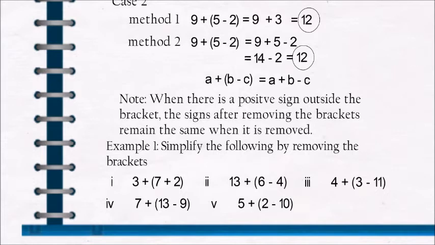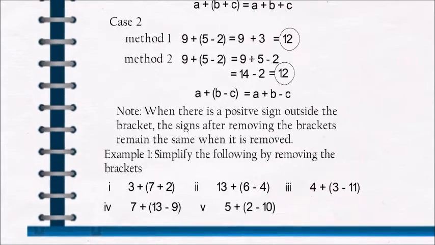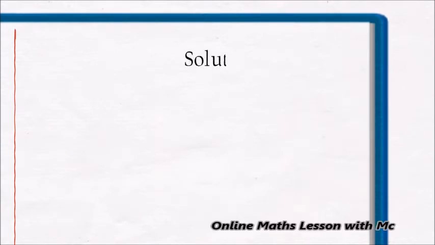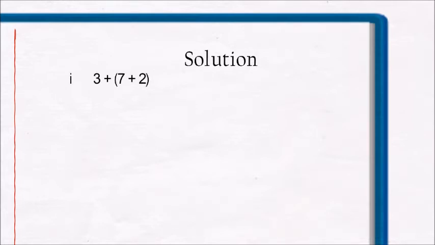Alright, so now from the question, we've been clearly told that we are expected to simplify the following by removing the bracket. What this means is that we are not supposed to simplify the terms inside the bracket. We are expected to remove the bracket, which seems like our method 2. Alright, so this is what our solution would look like. 3 plus open bracket 7 plus 2 equal to 3 plus 7 plus 2. Now when we add 7 to 3, we have 10 plus 2. When we add 2 to 10, we have 12.